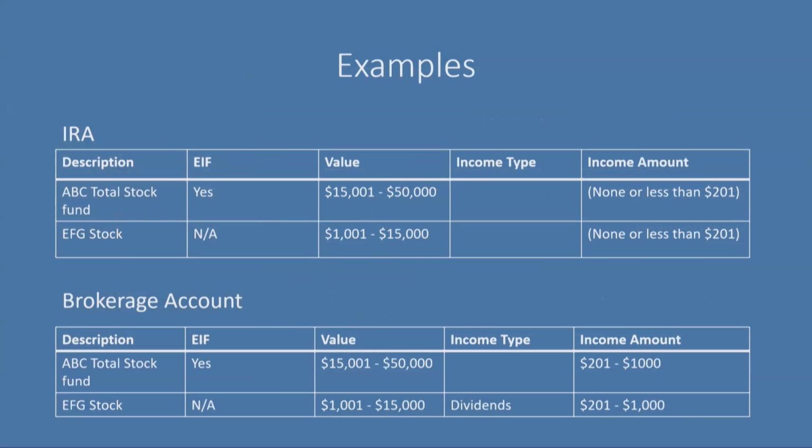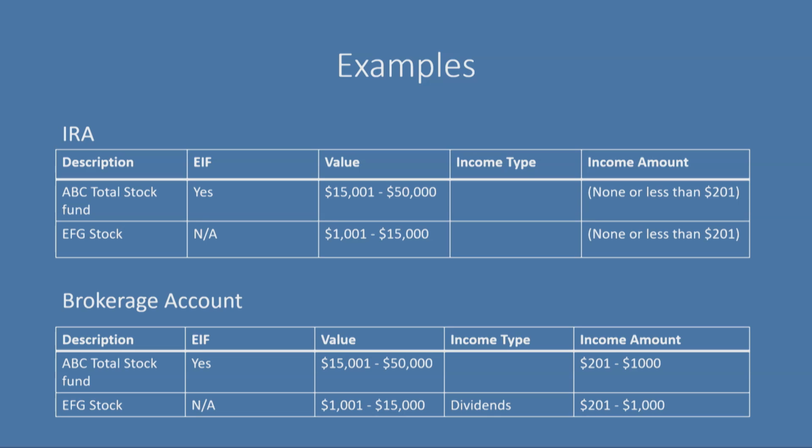Now let's work through an example so that we can see how this plays out when you actually have to submit all this data. We're going to look at an IRA and a brokerage account, and we're going to assume that both the IRA and the brokerage account hold the exact same investments, so we can see how the reporting is different between the two accounts.